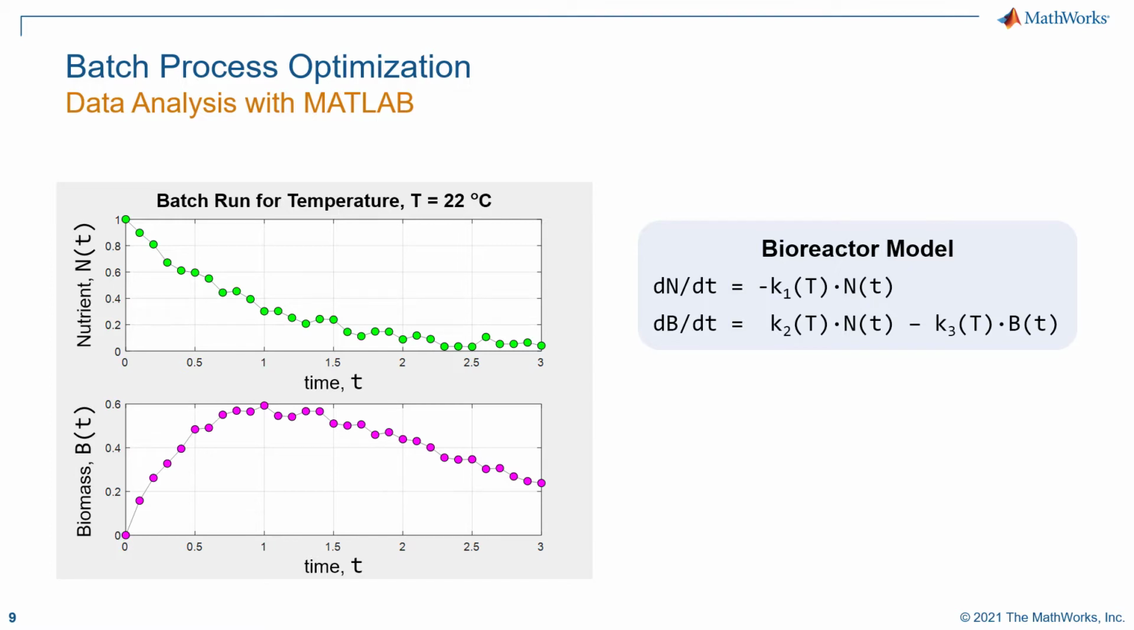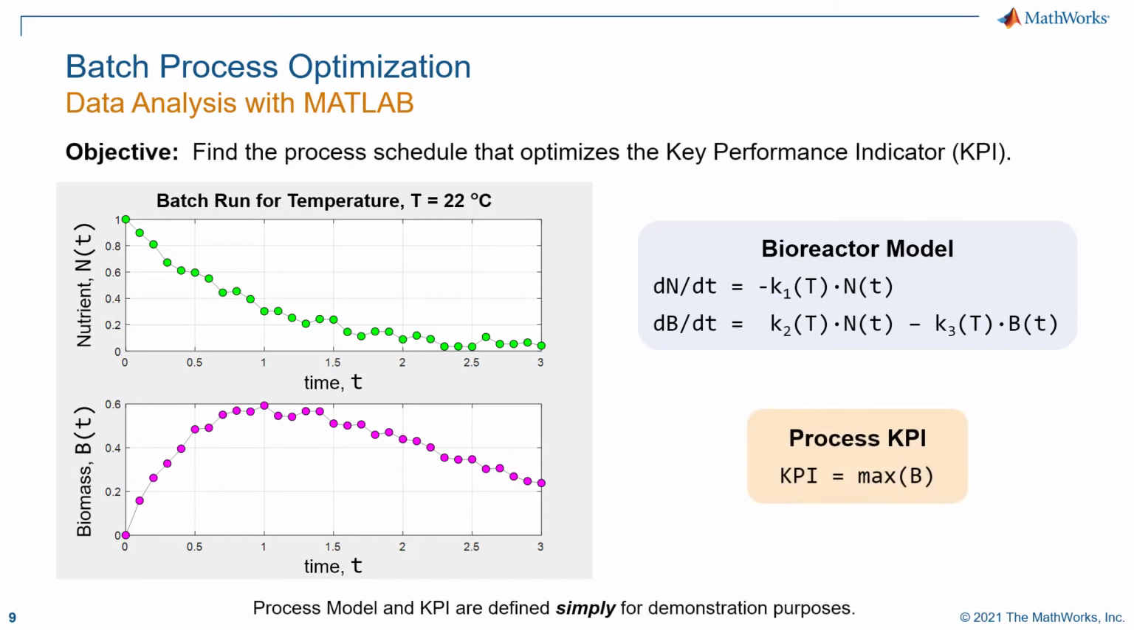In this figure, I'm showing the nutrient and biomass time histories from a constant temperature run. Our objective is to determine the temperature varying process schedule that optimizes a key performance indicator, or KPI, such as product yield. To do so, we'll select a simple KPI that represents the maximum concentration that is ever reached in the biomass curve. As such, once the controller notices the biomass is no longer increasing, the process can be stopped to obtain the maximum yield. With our problem now defined, let's jump into MATLAB and get started.